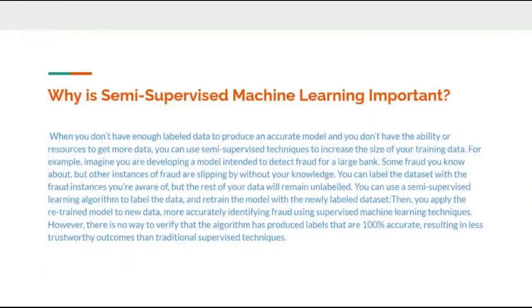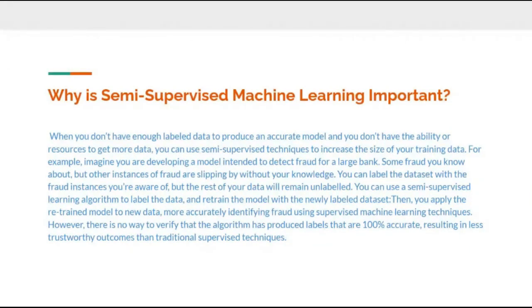But you might wonder why this type of machine learning was created or why it's important. It's simple: sometimes as machine learning engineers we don't get labeled data and we don't get an accurate model, and it happens most of the time, or we don't have the resources to get more data. So in the semi-supervised technique we increase our training data so that our model can learn and its accuracy can improve.